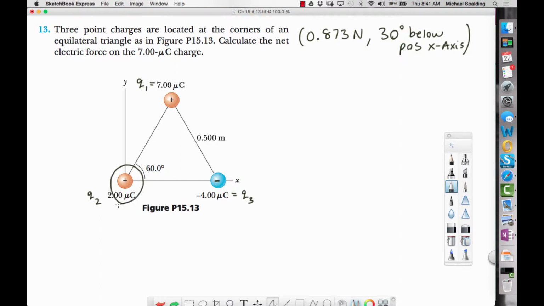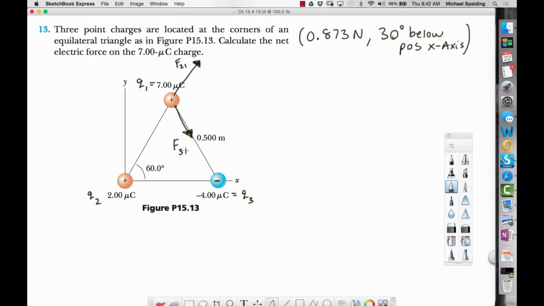What's charge number 2 doing to charge number 1? Attracting or repelling? Repelling. So there's going to be a force like that, and we're going to label this force F21, which is the force of 2 on 1. And now what's charge 3 doing to charge number 1? Attracting or repelling? Attracting. Opposites attract. So this force is coming down like this towards charge 3, and we're going to label this F31.